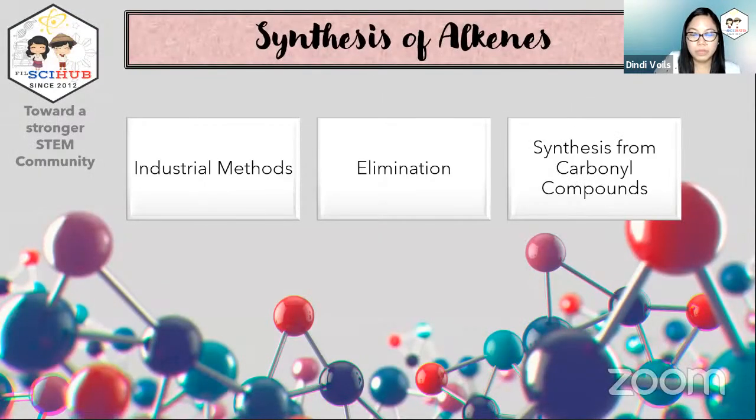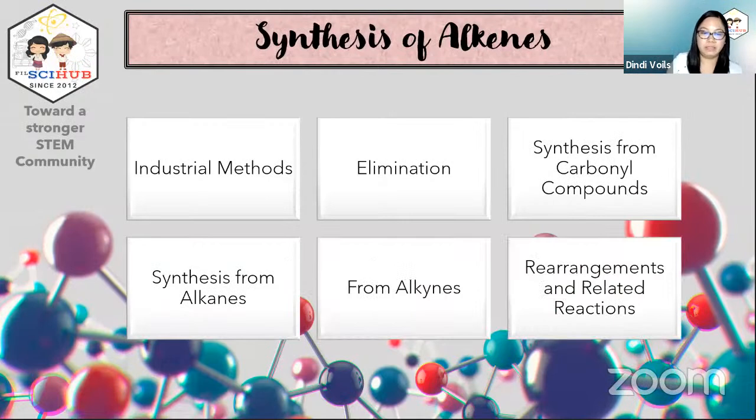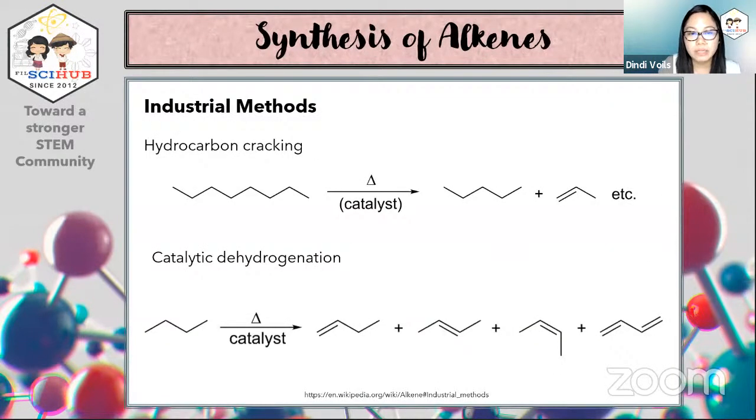So there are many ways to synthesize alkenes. You have industrial methods, elimination, synthesis from carbonyl compounds, synthesis from alkanes. You can form them from alkynes, and you can also form them from other alkenes by rearrangements and other related reactions. Again, I'm just going to enumerate these methods. The first one is industrial methods: hydrocarbon cracking, which is very common in the petroleum industry.